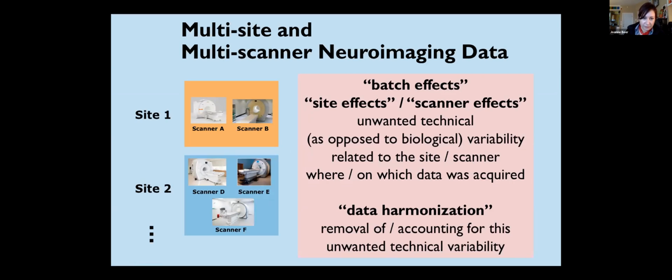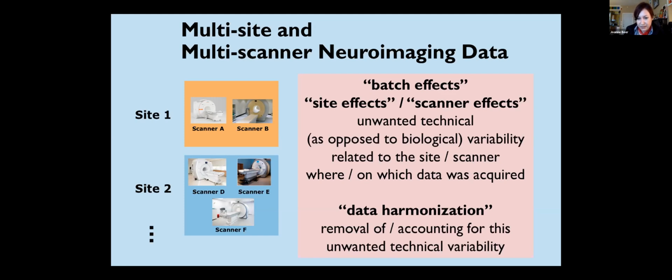As we all probably know, we're seeing a lot more multi-site and multi-scanner neuroimaging studies. And just to define some terms, we have what are called batch effects, or maybe site effects or scanner effects, which represent unwanted technical as opposed to biological variability related to the site and scanner where the data was acquired. This distinction maybe comes from the genomics literature originally, between technical and biological variability. So I think it's relevant here as well.